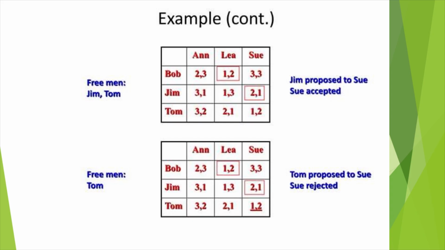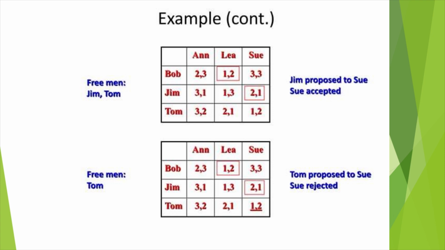In step 5, Tom proposes to his second choice, Lee. So Lee prefers Tom over Bob. So she accepts Tom and rejects Bob. So draw a box for Tom to Lee and put an underline for Bob to Lee.